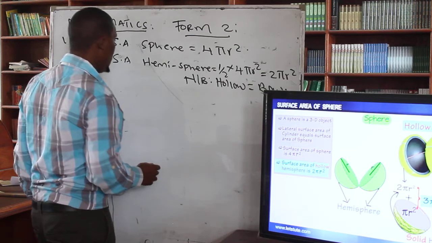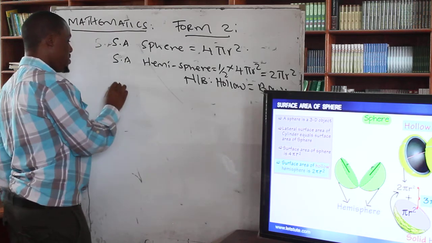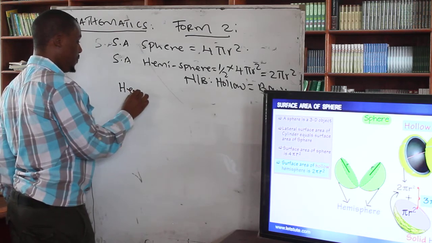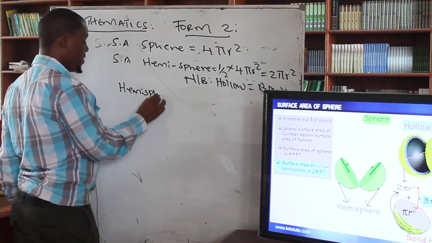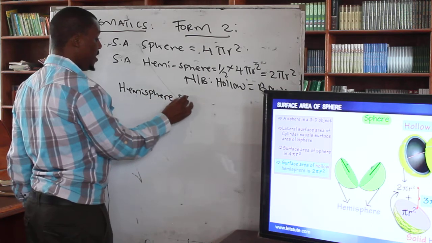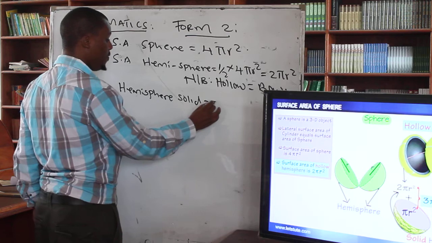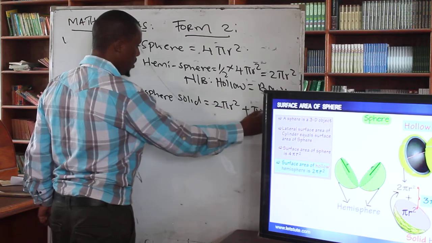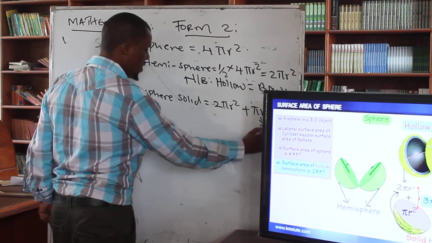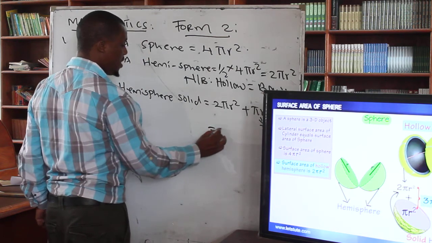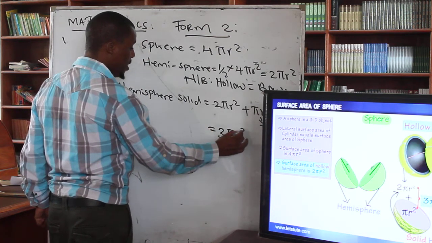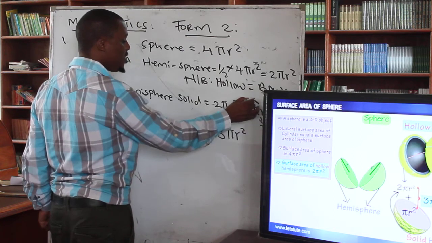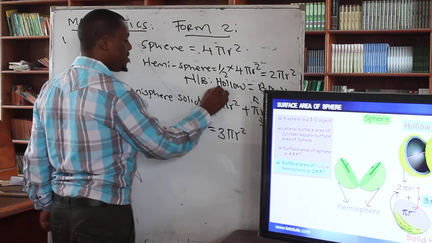But if the surface area of a hemisphere is solid, then the formula will change from 2 pi r squared plus pi r squared, which is now the top because it is closed. So this gives us 3 pi r squared, meaning we are adding the top part because this time it is not hollow.